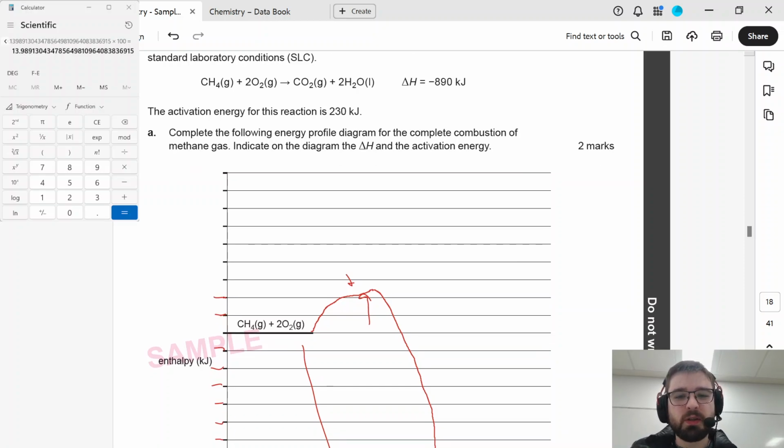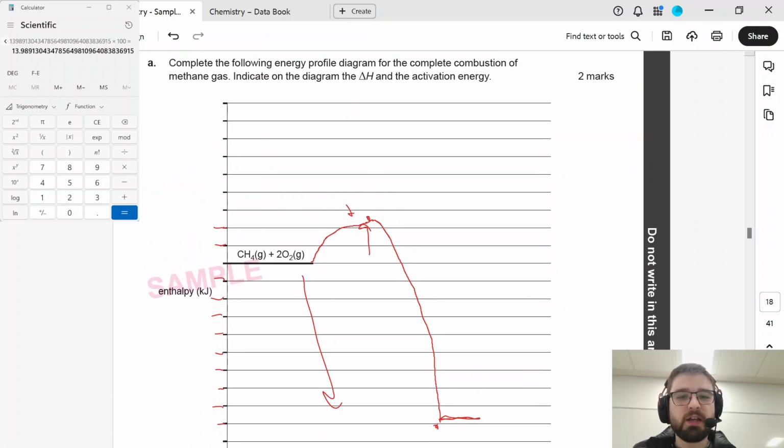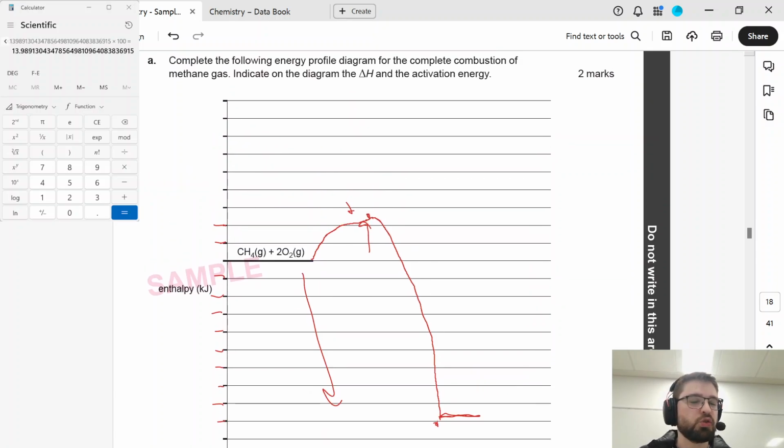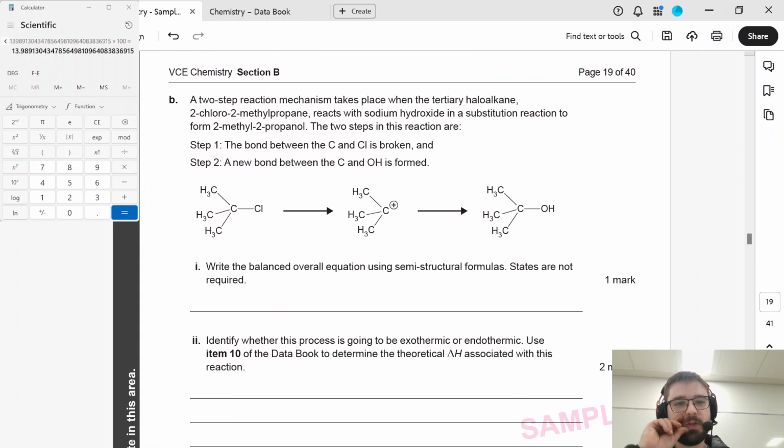I'm not going to. So there'd 100% be a mark for being at 230 here, and there'd be a mark for being at 890 at the other end. And I assume if you just didn't draw the curve, they'd take off a mark or something like that, or take off both marks.